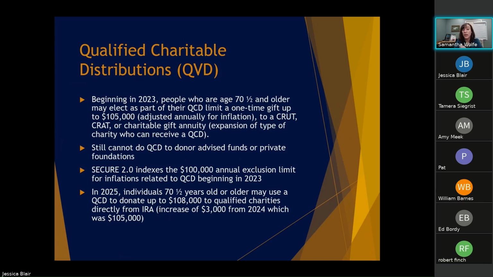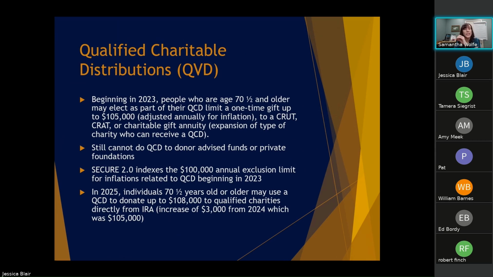So in 2025, individuals 70 and a half may use their qualified charitable distribution to donate up to $108,000 to qualified charities directly from the IRA. That's an increase of $3,000 from 2024, when it was $105,000.